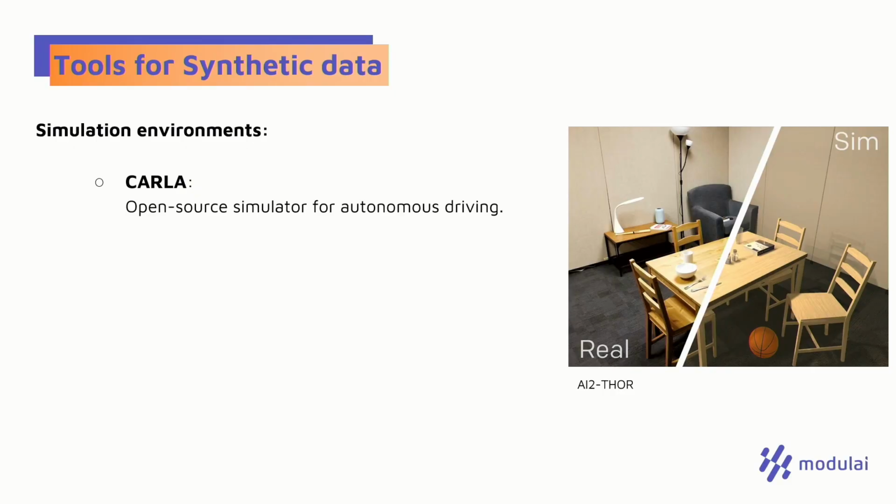There's also SUNCG. This dataset is composed of more than 45,000 images in 3D. And this is mostly for indoor scenes. There's SYNTHIA, which is used for segmentation and is also 3D images, but for urban scenes. One can also use simulation environments. CARLA is an open source simulation environment specifically used for autonomous driving.